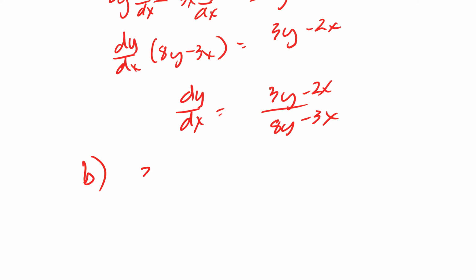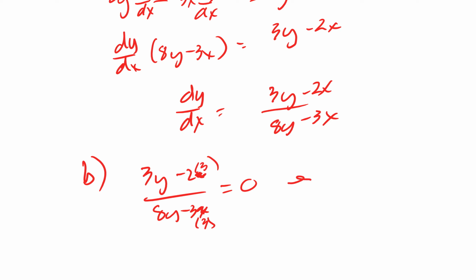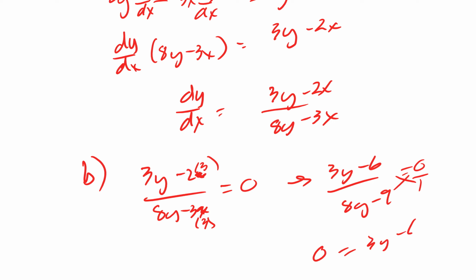So (3y minus 2x) over (8y minus 3x) equals 0. But again, we're plugging in 3 here. So I'm going to get (3y minus 6) over (8y minus 9) equals 0. A little cross multiplication, that goes away. You just get 0 equals 3y minus 6. Add 6, divided by 3. You get 3y equals 6, y equals 2. So that's B.